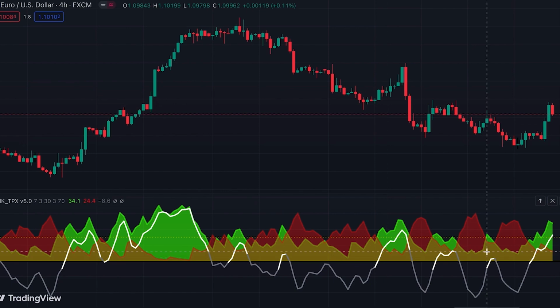It oscillates above and below zero. When it's above zero, we have higher buying pressure, and when it's below zero, we have higher selling pressure. But please pay attention that the green and red areas are above zero. They don't go below zero.